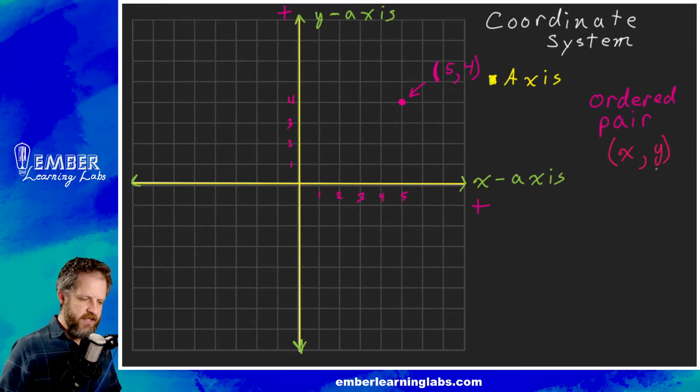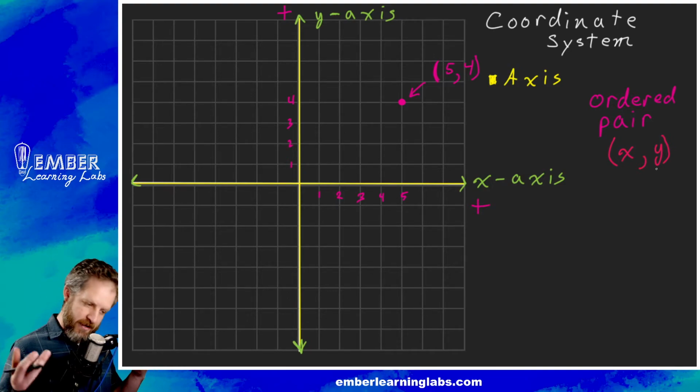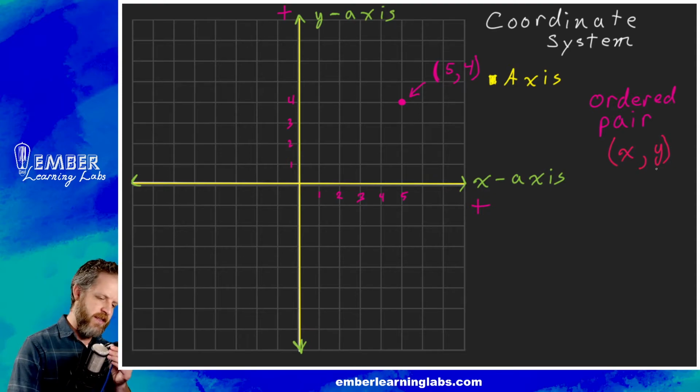Let's put a couple other ordered pairs on there and make sure we understand what's happening. You've probably seen this before in Algebra 1, but if not, I want to make sure you have all the notes that you need. So let's put a red point right here.